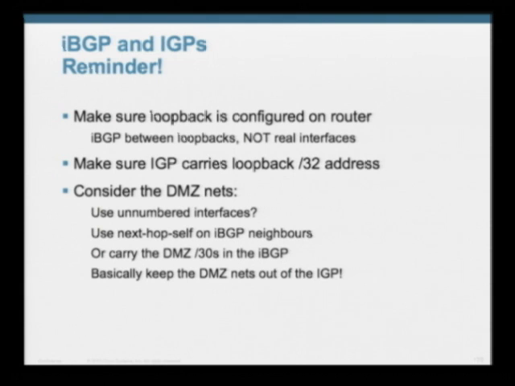Make sure that your OSPF or ISIS carries a loopback /32 address. Because if you don't carry it, your iBGP isn't going to work. What about the demarcation zone networks? Now, these are the links to your customers, the links to your upstreams or your peers. What are you going to do with those?